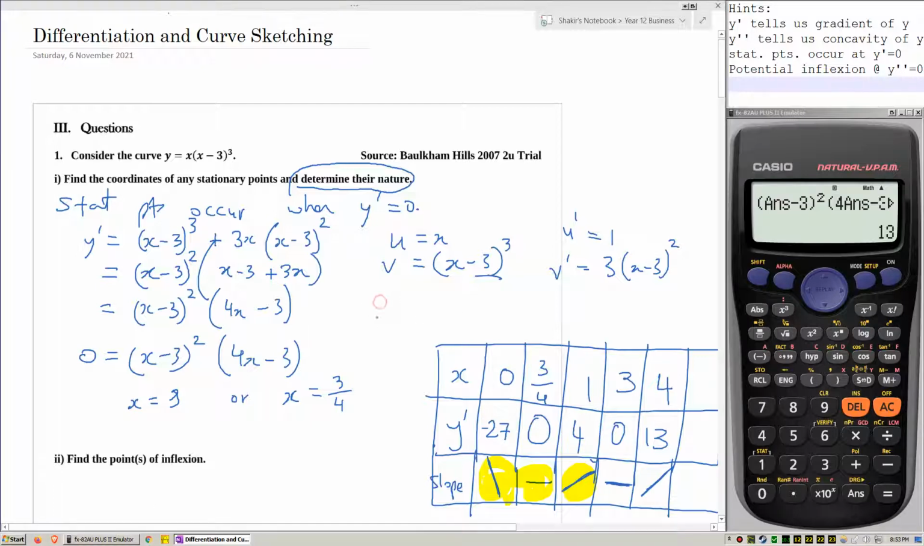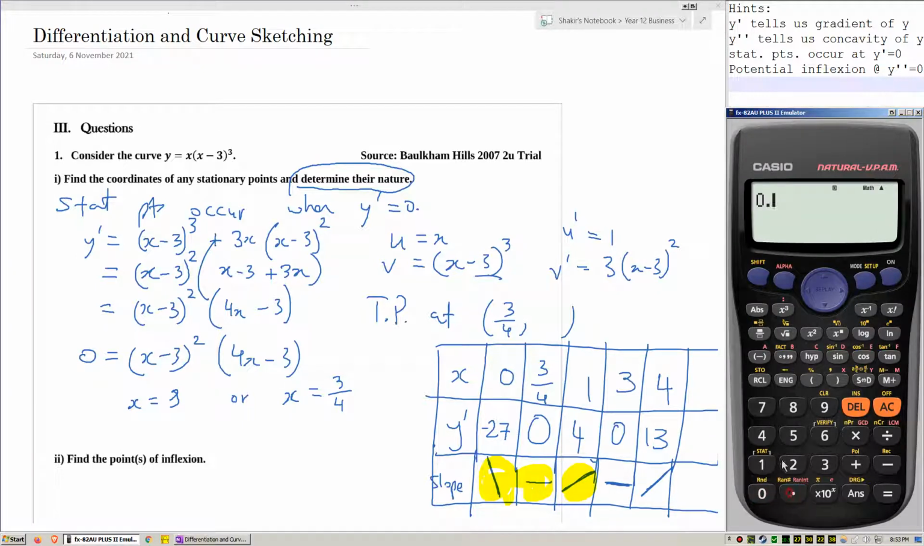And look, we're going to sub in. So I'll shorten it because I'm running out of space. Turning point at open bracket 3/4, comma. And you always want to write the complete coordinate where the turning point occurs. So now I need to sub in 0.75. Where do I sub it in? I need the y-coordinate of the turning point. So I'm going to sub it into here. I'm not evaluating a gradient, so I would not sub into y dash. That doesn't make sense.